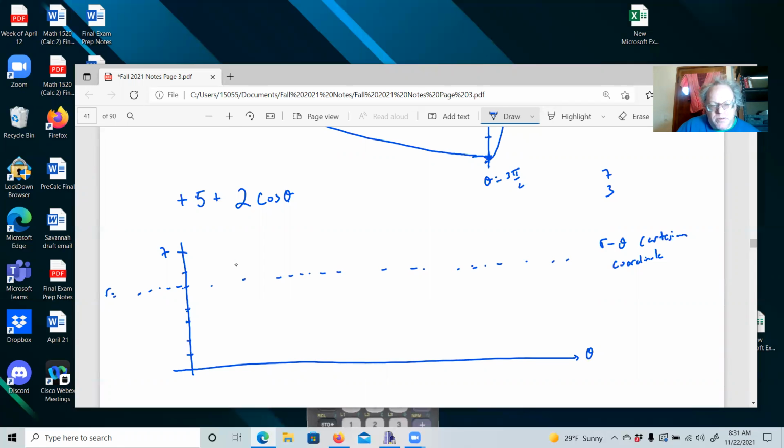This is my r equal to 5, because that's just a vertical shift. All right, just a vertical shift. All right, so let's see here.